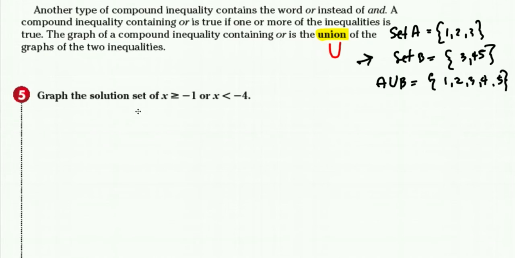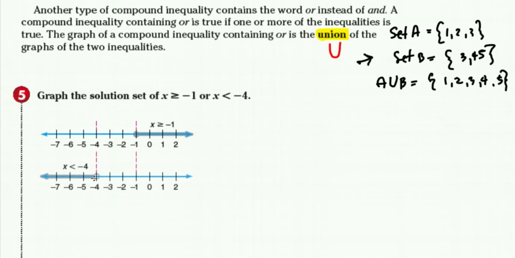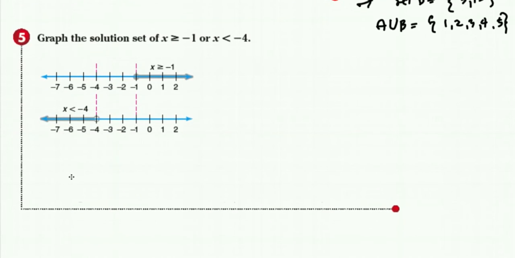We're asked to graph the solution set of x is greater than or equal to -1 or x is less than -4. Let's graph the first one. X is greater than or equal to -1 is a closed dot on -1 going to the right. X is less than -4 will be an open dot on -4, going to the left. Since it's a union and not an intersection, the word "or" represents union, we simply plot the two graphs.